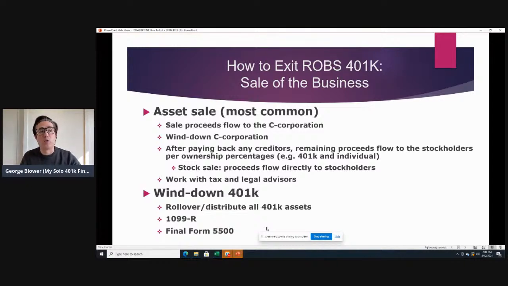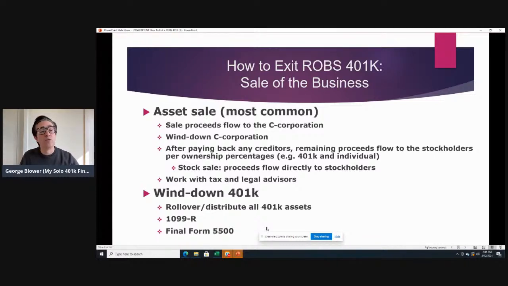So instead of buying your corporation, they're going to buy the assets underneath your corporation, right? Your inventory, your equipment, your goodwill, etc. So the corporation, in simple terms, sells the assets, and the proceeds of the sale flow to the C corporation.